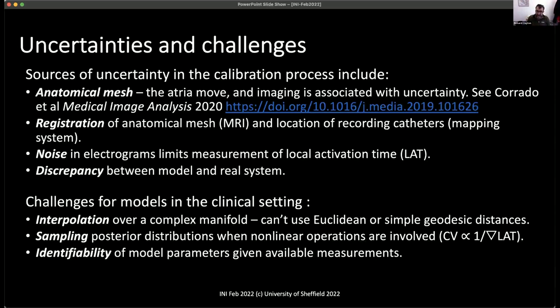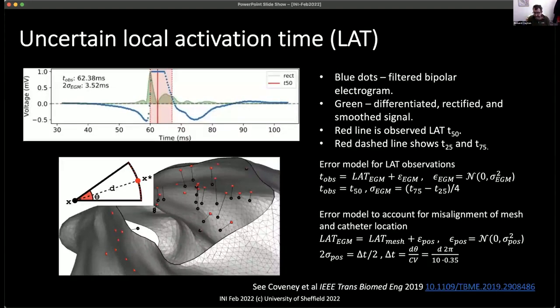And in terms of challenges, interpolation over a manifold is something that we thought would be relatively straightforward, and it isn't when you're interpolating something that's uncertain. Nonlinear operators, I'll talk a bit more about that, but essentially, if we want to estimate a velocity, we have to look at the gradient of activation time, which is the thing we can measure. And that nonlinear operator introduces all sorts of interesting problems. And then there's the identifiability of model parameters from available measurements.